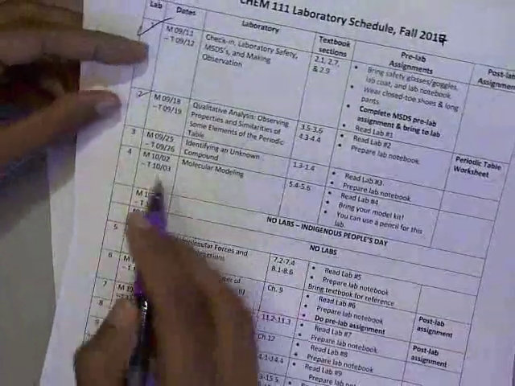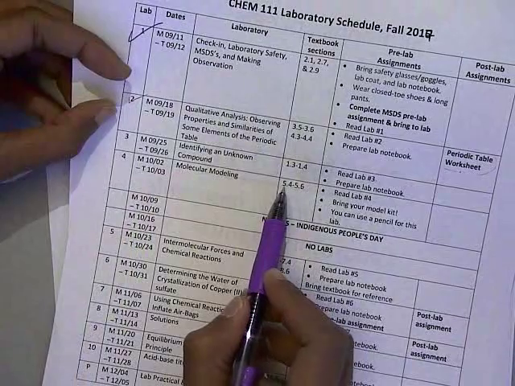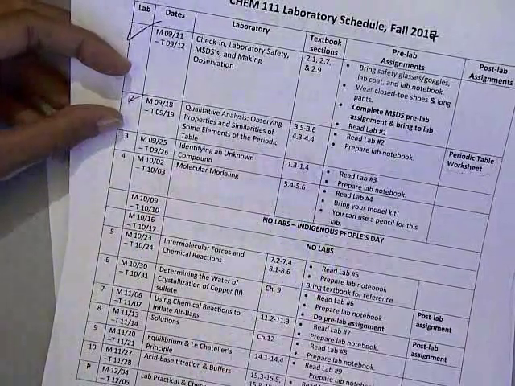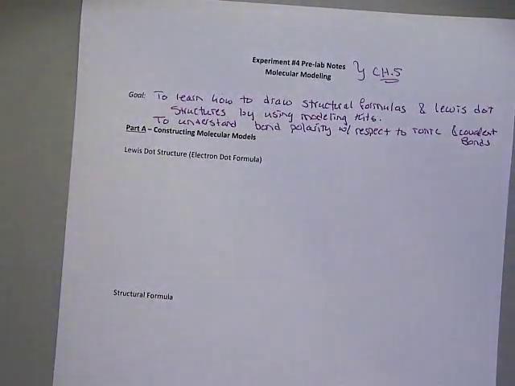sections just as indicated on your lab schedule. So sections 5.4 to section 5.6. This will help you significantly in preparing for lab. So let's go through part A of this experiment.